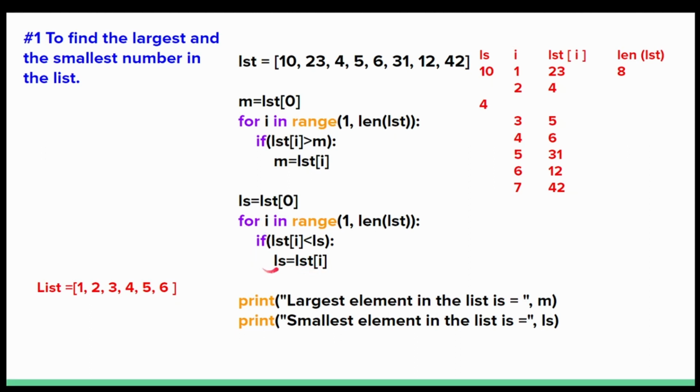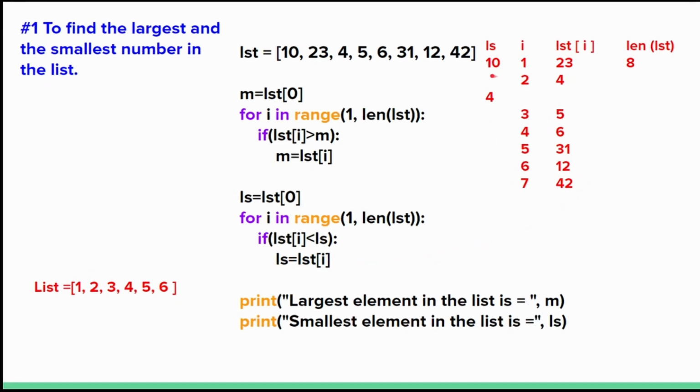Now when the program execution will come out from the loop, this ls will contain the smallest element of the list. You can see on the right hand side of the screen, initially ls will hold 10 value, means the first element. Now here ith value is getting increased by 1. Now ith element, that is 1 index number value, is 23, which is not less than 10, so this 23 will not be stored into ls. Now the third element, means the index number 2 value, is equal to 4, which is less than 10, so with this 4 will be stored into ls.